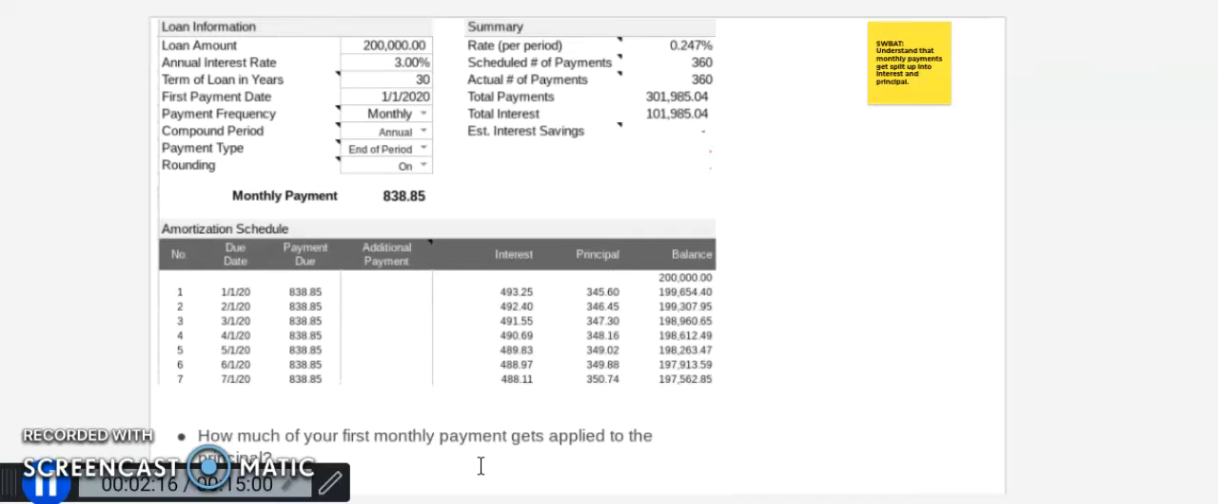And that is going to be $345.60. And if you look up here, our monthly payment is $838.85. Only $354.60 of that is actually going towards lowering our mortgage. The rest is just getting paid to the bank through interest. All right, go ahead on.